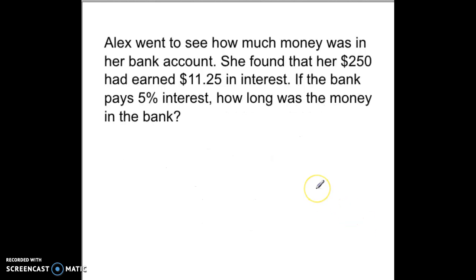Okay, let's go to our last problem. And this last problem is definitely different than the other ones. So you're going to have to pay close attention. Watch this one. Yes, this is the kind of problem that gets you an A on a test. Alright, Alex went to see how much money was in her bank account. She found that her $250 had earned $11.25 in interest. If the bank pays 5% interest, how long had the money been in there?